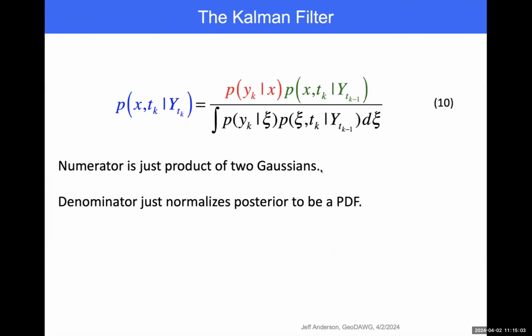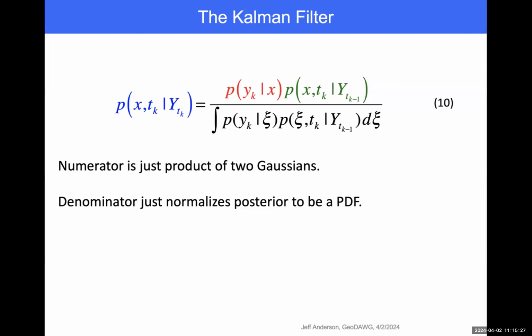So given that algebraic result that the product of two normals is normal, and the assumptions that were made for the Kalman filter, that the state X is a normal distribution or Gaussian, and that the observation forward operator H is Gaussian, then the Kalman filter simply becomes computing the product of two normal distributions in the numerator of equation 10 here.